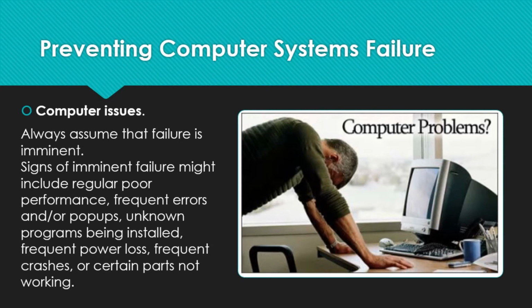So, preventing computer systems failure. Let's start with the computer issues. Always assume that failure is imminent. Signs of imminent failure might include regular poor performance, like frequent errors and pop-ups, unknown programs being installed, frequent power loss or crashes, and certain parts not working.